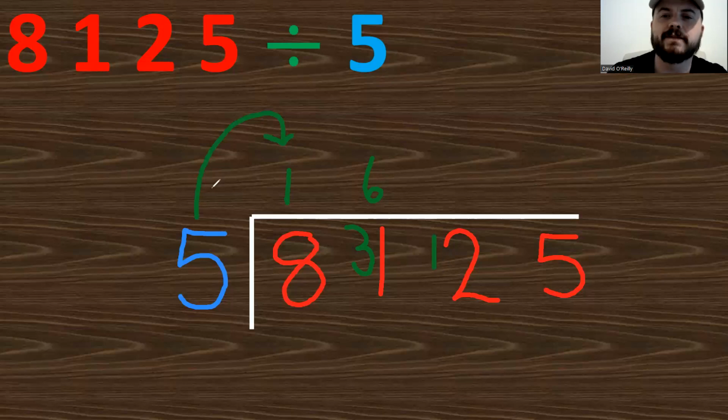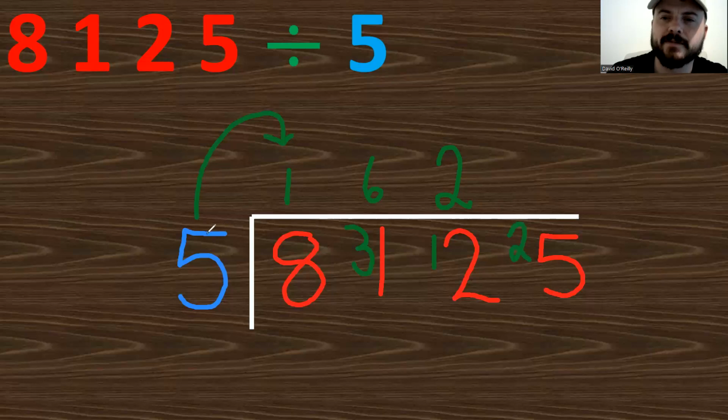How many times does 5 go into our next number, which is now 12? 5, 10. Can't go any higher. If I go higher, I've gone above 12. So we land on 10. So it goes in twice. But we landed on 10 and we wanted to get to 12. So let's count the remainders. 11, 12. We've got a remainder of 2. That goes in front of the next number.